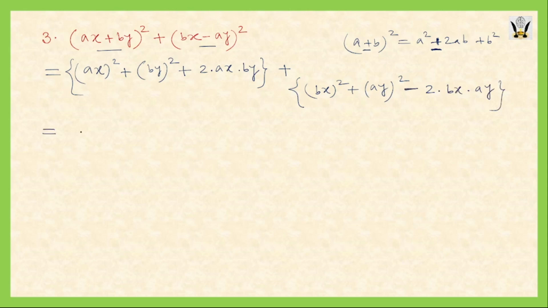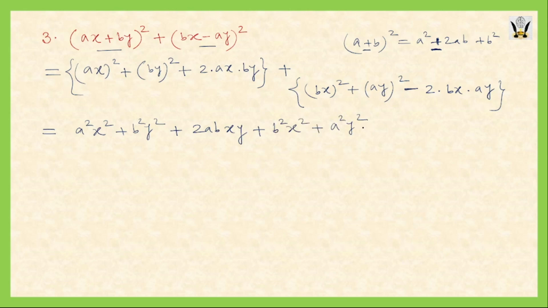Now if we simplify further, it will be a square x square, then from here it will be b square y square, then from here it will have 2abxy. Then from the second term we will have b square x square, then from here we will have a square y square.